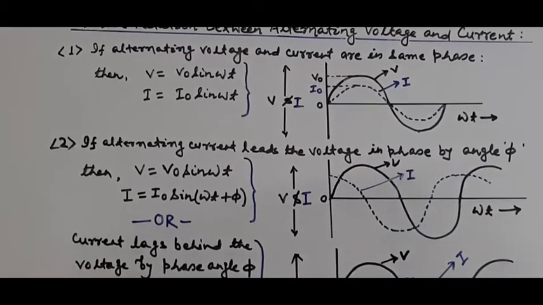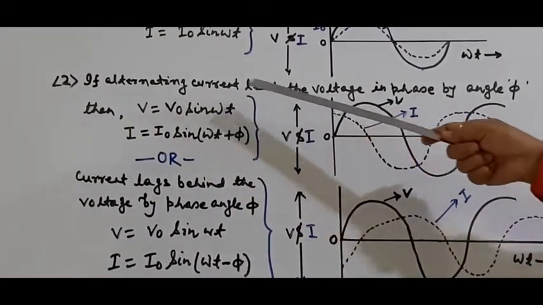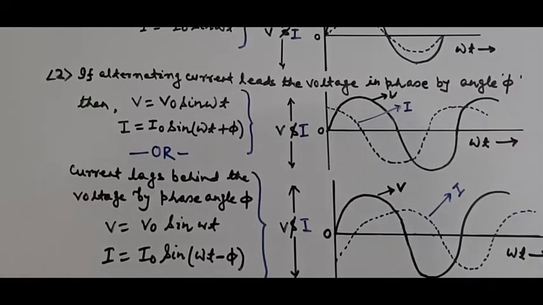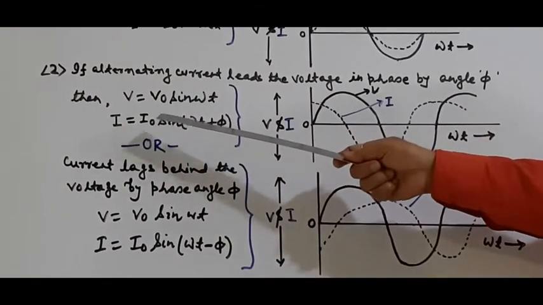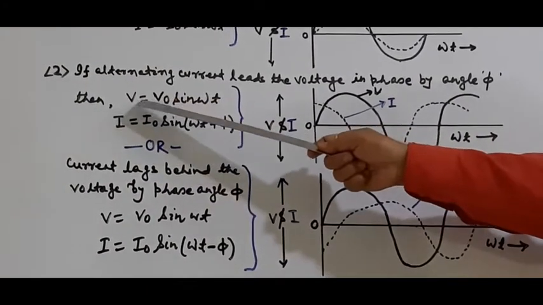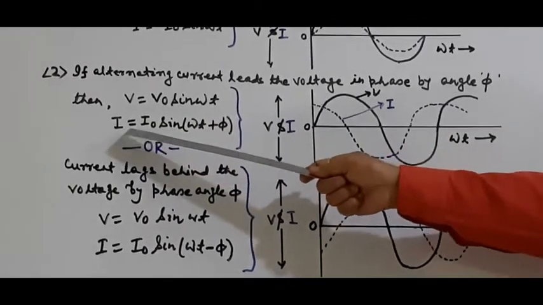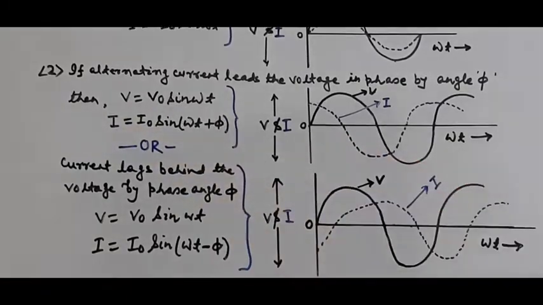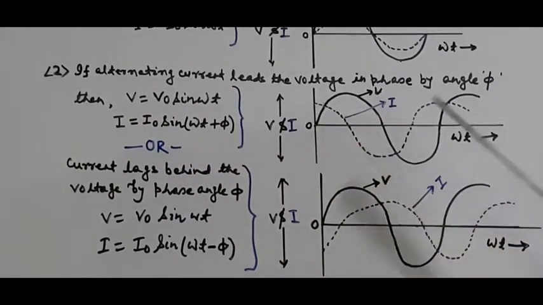On the other hand, second, if alternating current leads the voltage in phase by angle phi, what is the situation? The equations are: current leads, voltage lags behind, so voltage V is equal to V naught sin omega t, and current I is equal to I naught sin omega t plus phi, because current leads the voltage. Here I have drawn the variation of voltage and current with omega t.